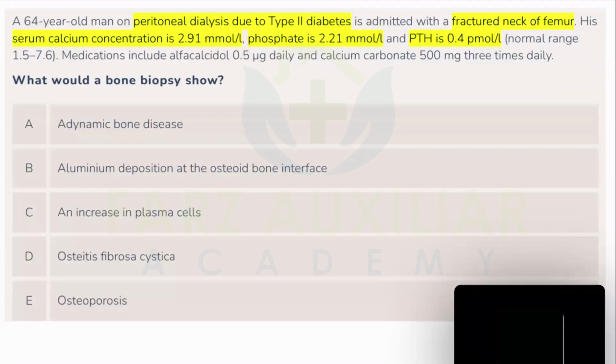Here, because of the adynamic bone disease, and not every CKD patient has adynamic bone disease, right? Here, because of the adynamic bone disease, despite the CKD, the calcium level is high and the parathormone level is low. That is why it is not only a CKD patient. It is a CKD patient who has developed this adynamic bone disease.